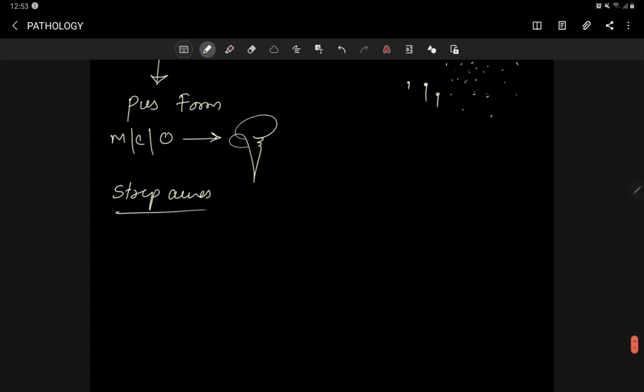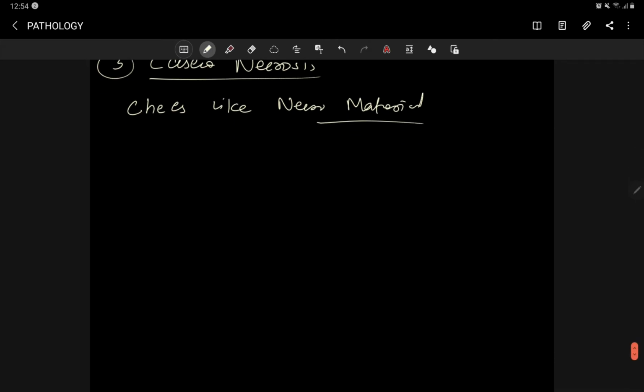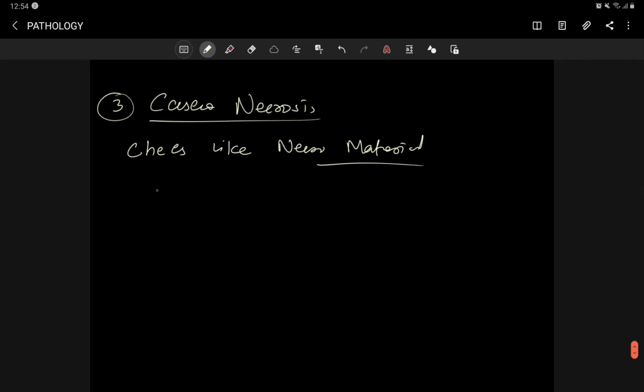Okay, the other one is caseous necrosis. Caseous necrosis means cheese-like appearance, cheese-like necrotic material. Why the cheese-like necrotic material? First of all, let's talk about the features of caseous necrosis properly: in any organ you will be able to distinguish the line.